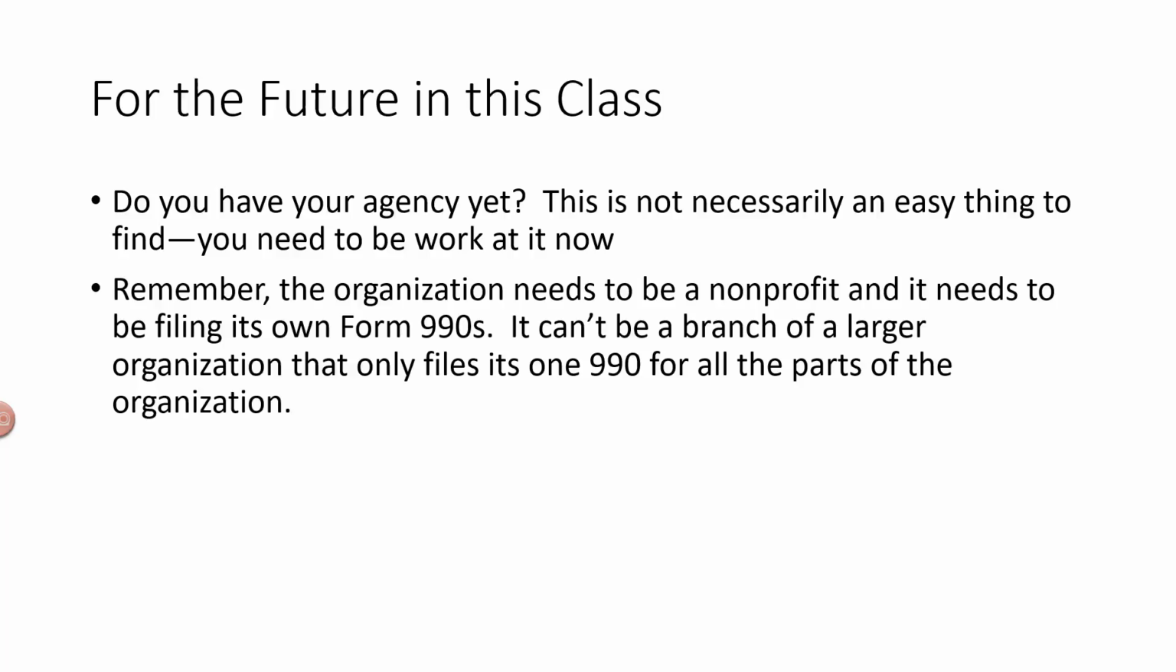So remember that in order to choose an organization, it has to be a nonprofit. This will not work for for-profits. It will not work for government agencies. It has to be a nonprofit. And it needs to file its own Form 990. If you can't find a Form 990 for it, then you're not going to be able to use it for this paper. It can't be a branch of a larger organization that only files its one 990 for all parts of the organization. So these are just prerequisites for you to be able to handle this paper.